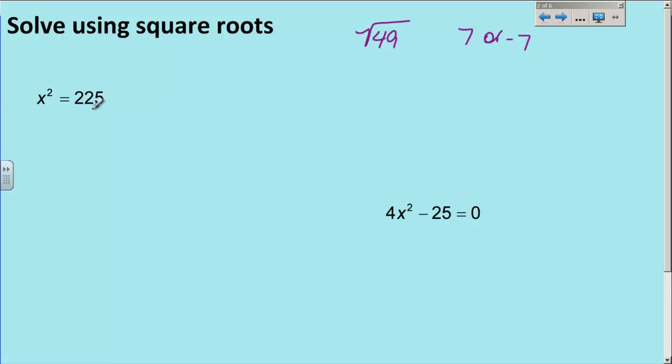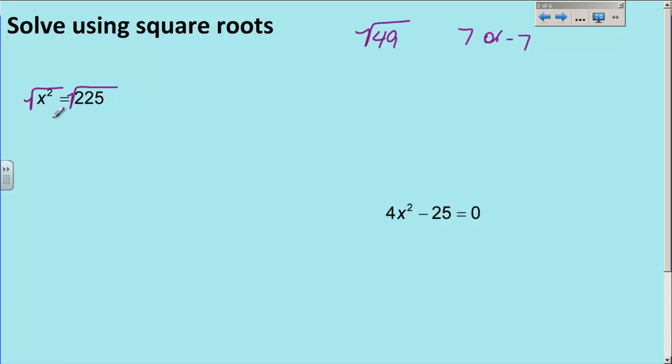So this first example, x squared equals 225. Well, if I want to know what x equals, that's my only goal, is to find out what x equals. I can make this equal 0 and factor, but there's no reason to do that. My only goal is to find out what x equals, solving an equation. And so if I want to undo squaring something, I just have to take the square root. So I'm going to take the square root of both sides of this equation.